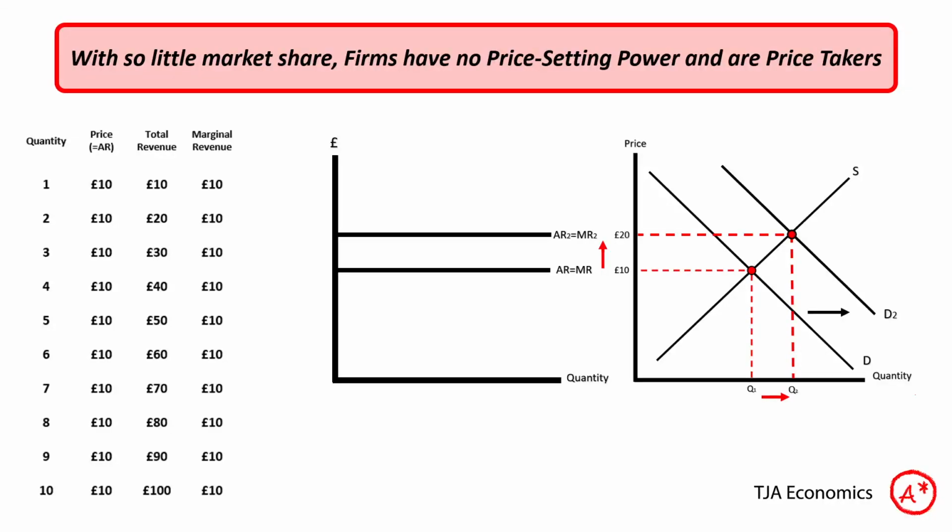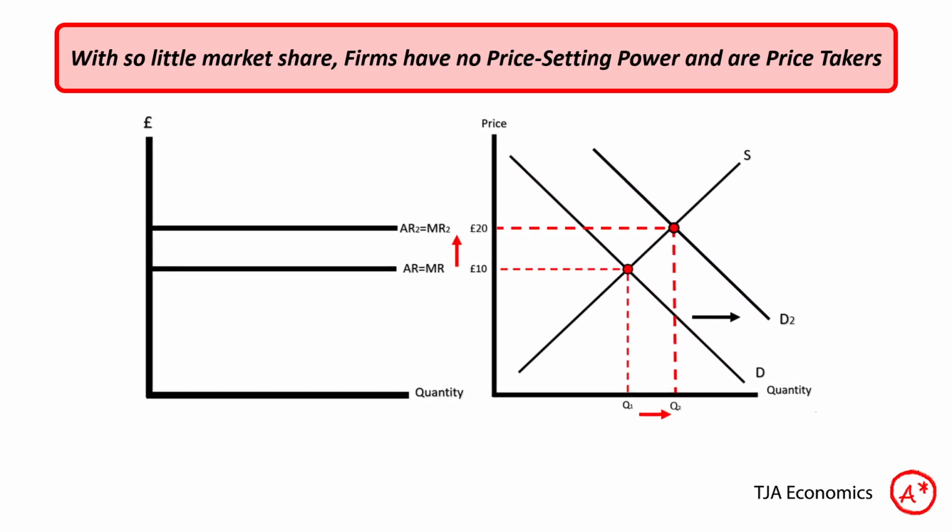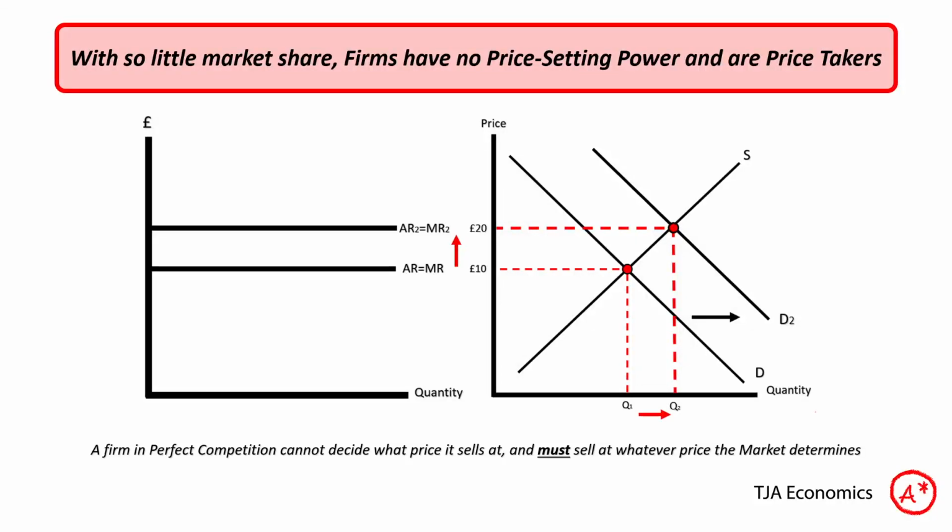And look at the table on the left. That's now changed to £20, and the marginal and the average revenue are now £20 too. So, as we can see, in perfect competition, the individual firm on the left takes their price from the market on the right. They are a price taker, and they take their price from the market. That is because a firm in perfect competition cannot decide what price it sells at, and it must sell at whatever price the market determines.